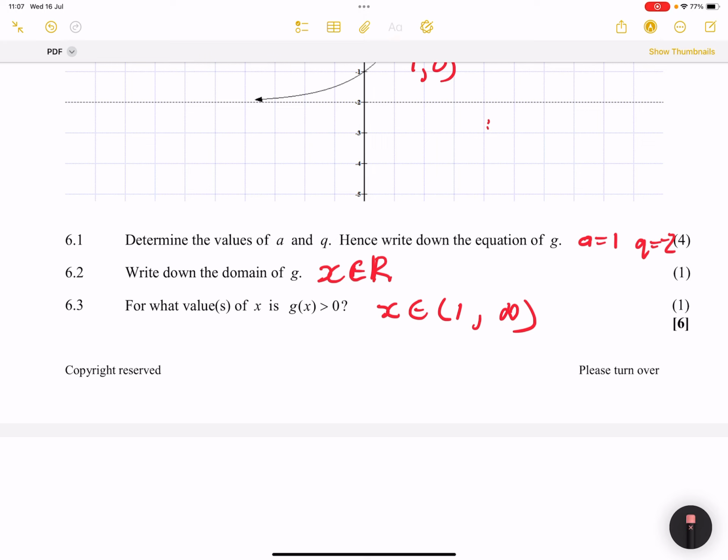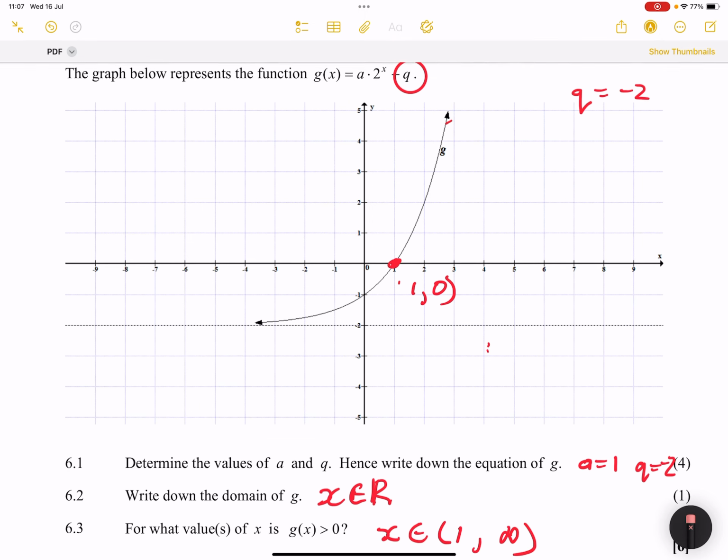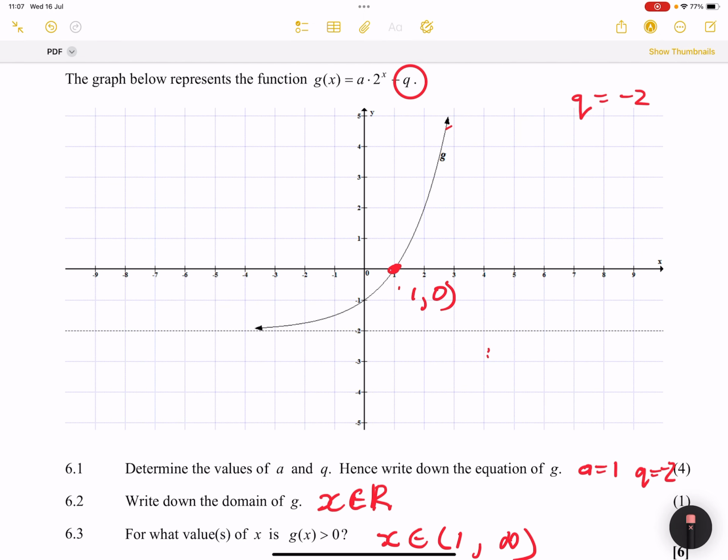And in that case, ladies and gents, that is how the cookie crumbles for this question. I hope that you understood that.